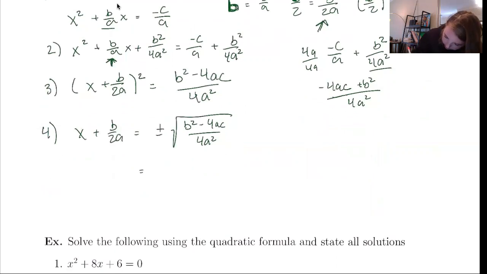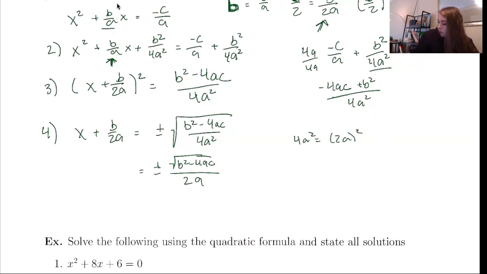And that would be plus or minus the square root of b squared minus 4ac divided by 2a, since the square root of 4a squared is 2a. I think that's pretty clear. That a looks weird. I never liked how I write my A's, so please don't ask me if it's a 9. Okay.